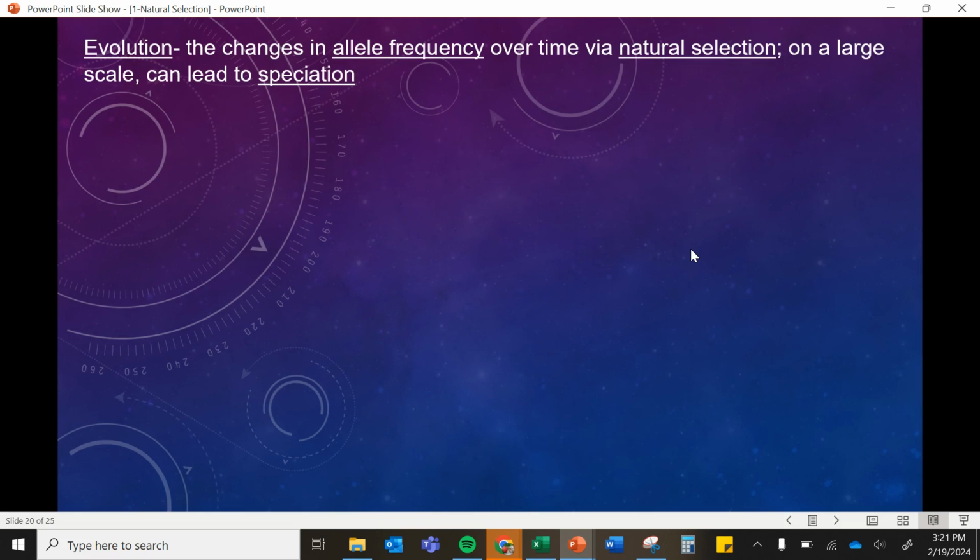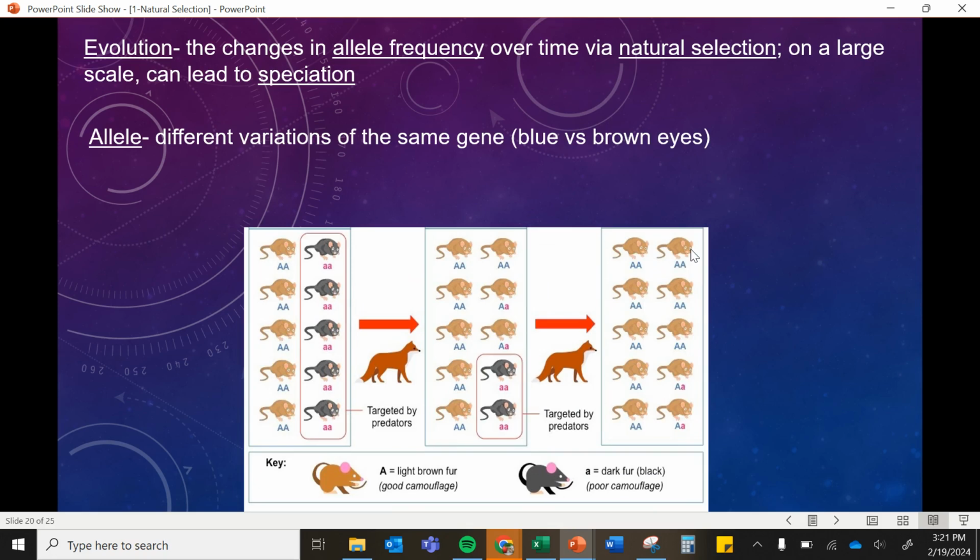Okay, so looking at evolution, evolution is related to our idea of natural selection. Evolution is just the idea that alleles and their frequency change over time. And this is usually caused by natural selection, and can eventually lead to something called speciation, where we have different species being produced. And just as a reminder, alleles are different variations of the same gene, like different colors of eyes or different characteristics.